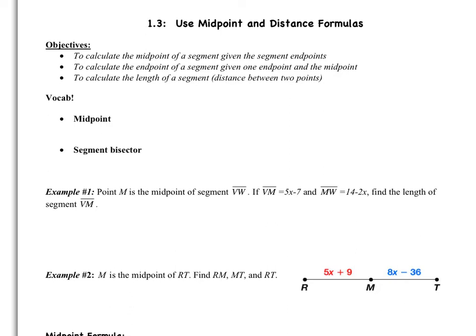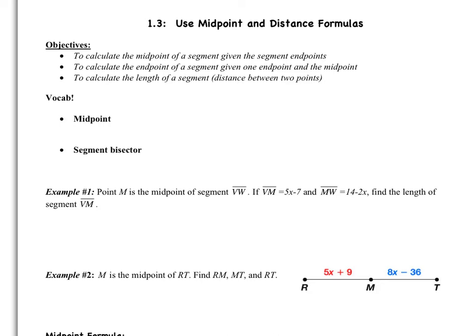First, we are going to calculate the midpoint of a segment given the segment endpoints, and we will talk about what a midpoint is. Then we are going to calculate the endpoint of a segment given one of the endpoints and the midpoint. And last, we're going to calculate the length of a segment, or the distance between 2 points. So first, we have two definitions that we need to write down.